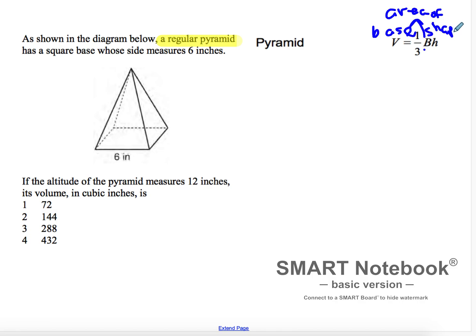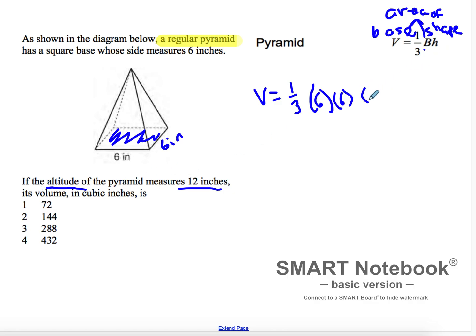In this case, it's a square, which makes things pretty easy because we know that the base is a square. We know the area of a square is just length times width, or side times side. In the case of a square, all the sides are equal, so we know this side is also 6 inches. So here I'm looking for my volume. I don't know what that is. 1/3 is a constant, it's a number. The base is really just the area of the base, so it's 6 times 6, because that's going to be the area of my square base down there. And then the height, well, height is actually altitude. So when we refer to the altitude, that's also the height, and that is 12 inches.